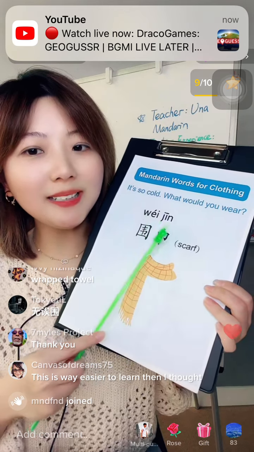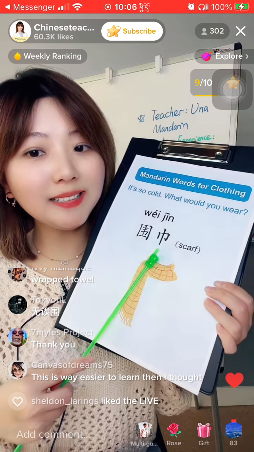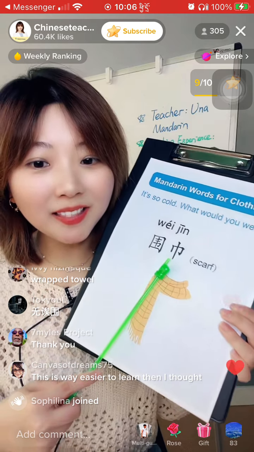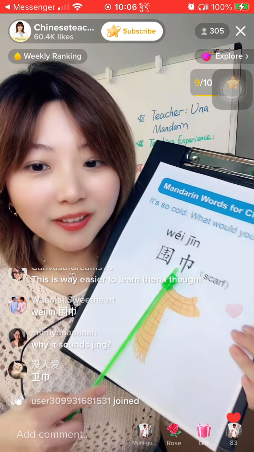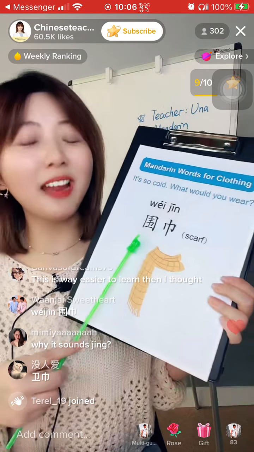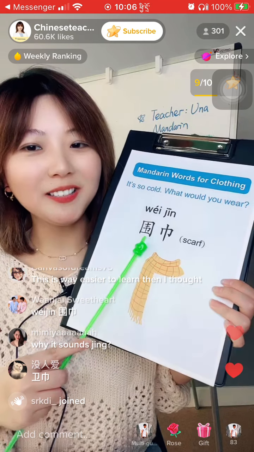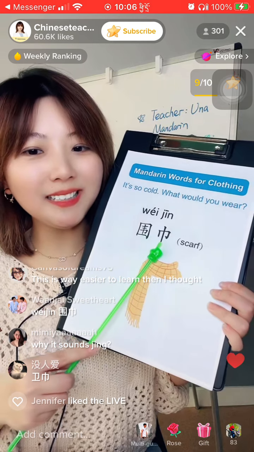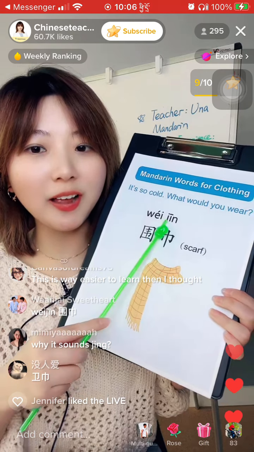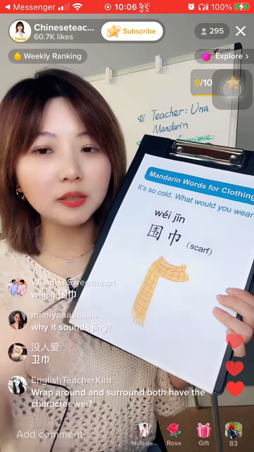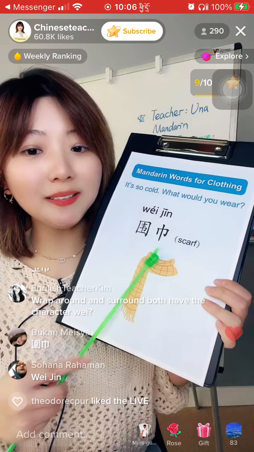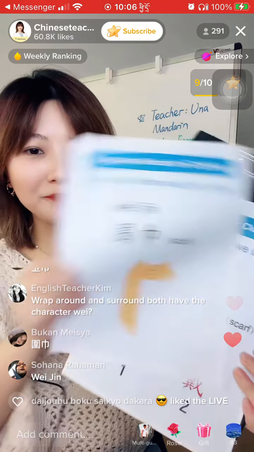Everybody together, 围巾, 围巾, 围巾. This is way easier to learn than I thought. I'm happy to see that. And I'm happy that you stay here with me to learn this. It is easier, right? So stay with me, let's learn together. 围巾, 围巾. It's not J-I-N-G, it's J-I-N. So it's a nasal sound from the front. 围巾, very good.